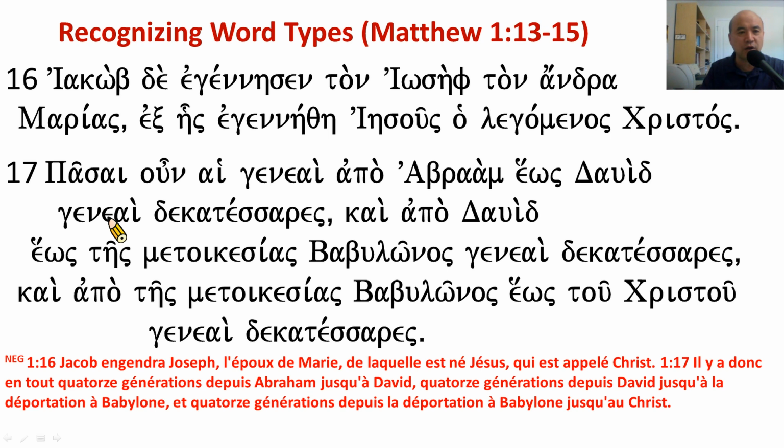Geneai, again, generations. Deka tessares. Do you know decade means ten? Deka, ten. Tessares, four. Fourteen generations. It is a numeral and belongs to the noun group. Kai apo David heos tes metoikesias Babylonos geneai deka tessares. Apo is non-inflectional, a preposition, from David. Heos means until. It doesn't change. These are non-inflectional words we found here.